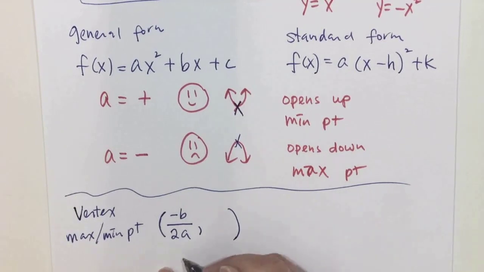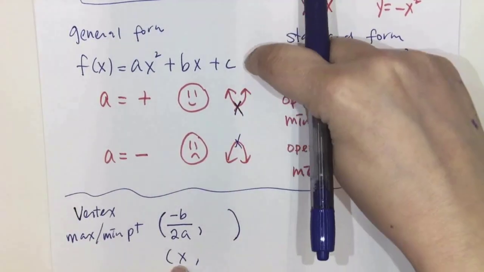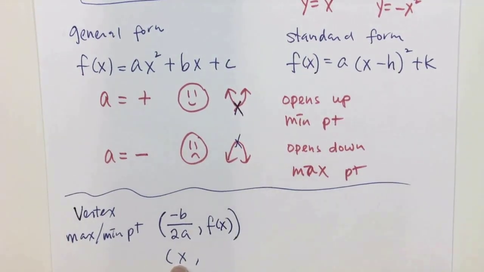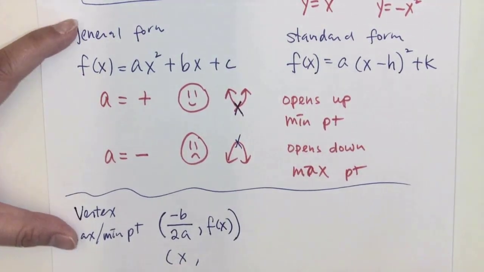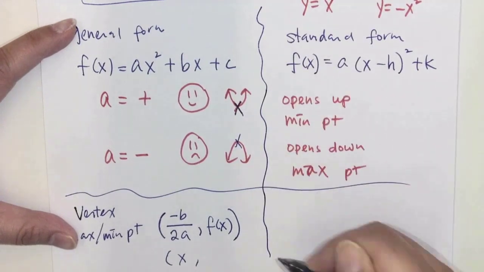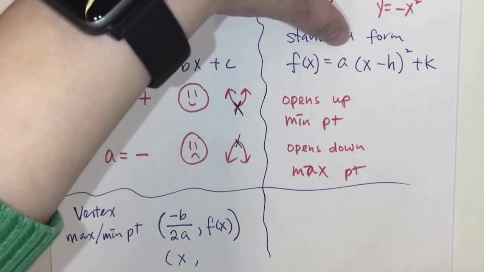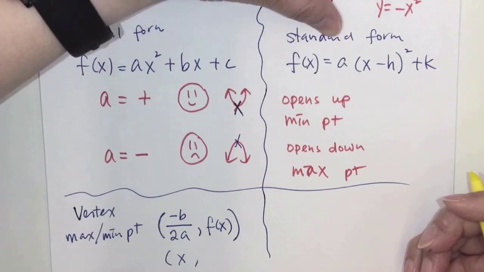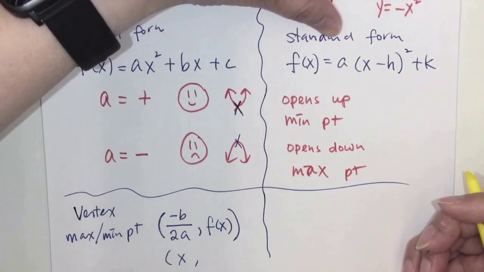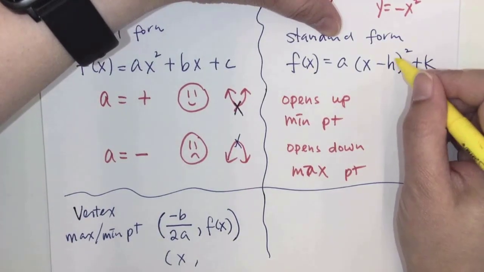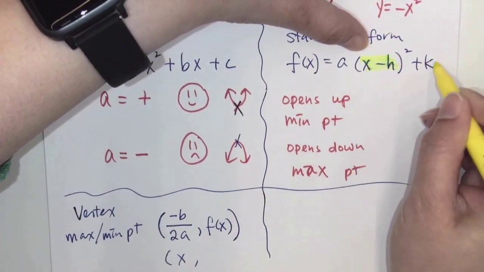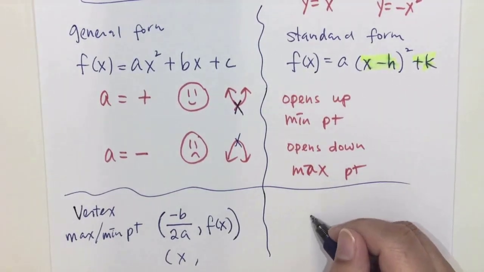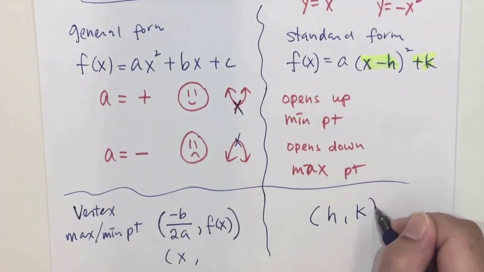Once you get the x value, you can plug it back into the original function, f of x. So that's when you are given the general form. You will use the a, b, and c. But if you're given the standard form, then the vertex, or the maximum and minimum, is going to be your h and k. So you solve for x basically to get the h, and then that's your y value. So the vertex or maximum or minimum would be the h and k.